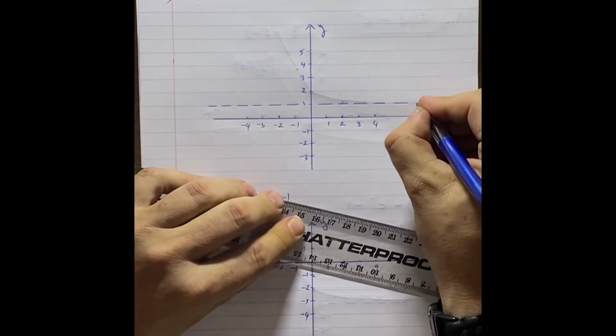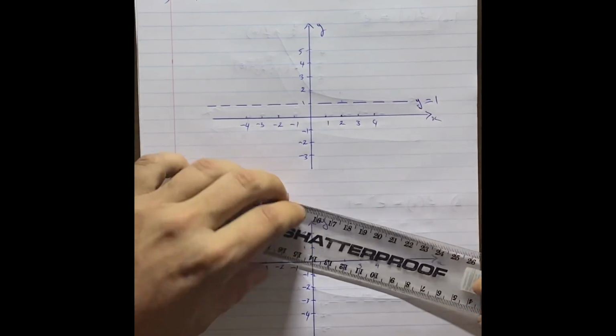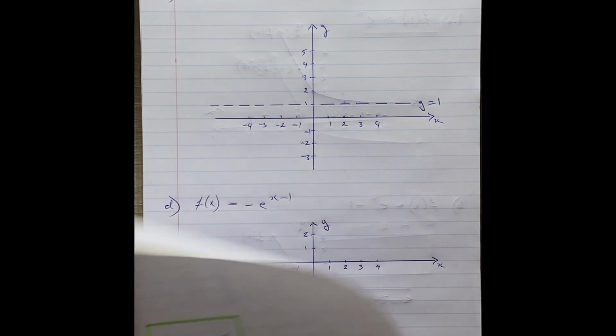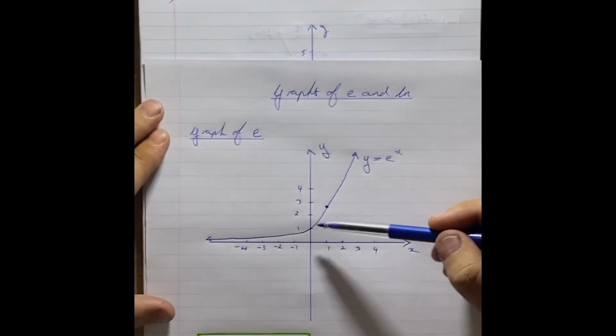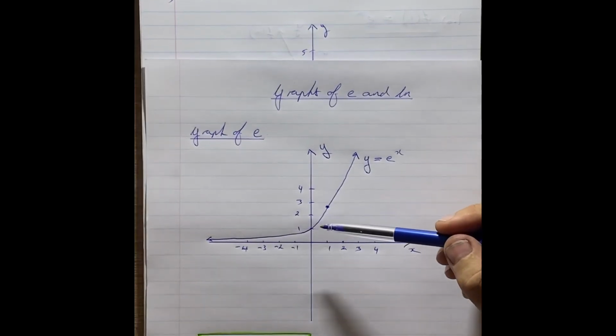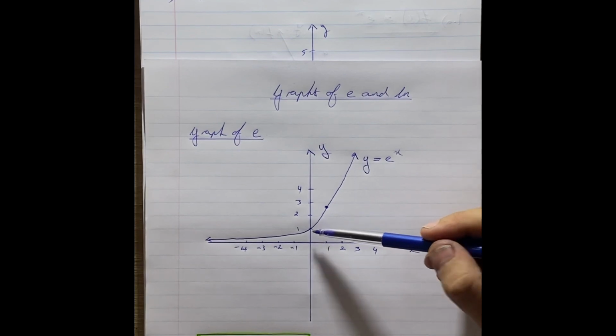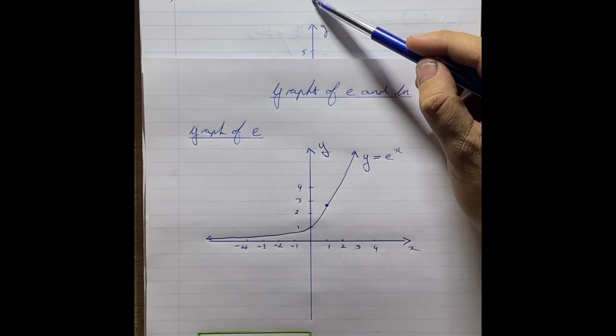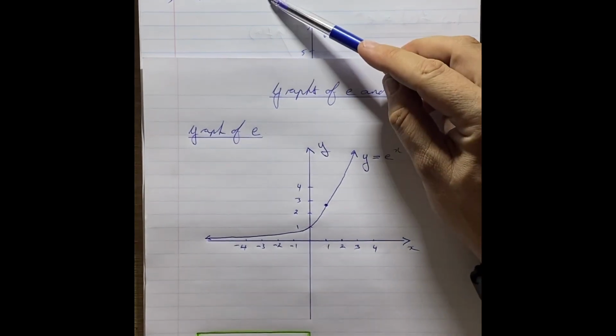And label it. Y is equal to 1. Okay. Now the next thing is this point over here, our y-intercept. Now there's going to be two things happening with this. First of all, we're shifting it up. Then it's going to be multiplied by a scale factor of 2.